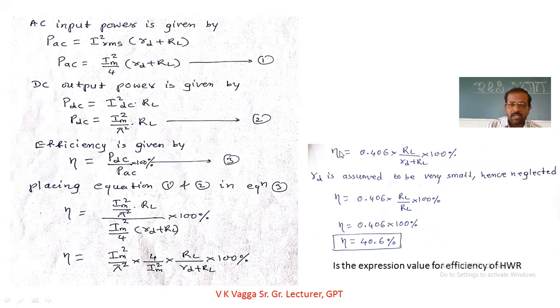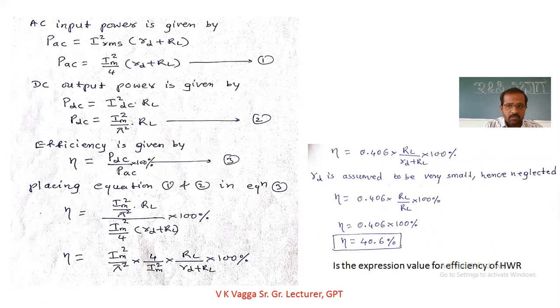If it has been simplified, you are going to get eta equal to 0.406 times RL divided by RD plus RL, into 100%. RD is assumed to be very small and is going to be neglected here. If RD is equal to 0, you get 0.406 times RL divided by RL, into 100%. RL is going to cancel, so you are going to get eta equal to 0.406 into 100. Eta is equal to 40.6%. This is the expression value for the efficiency of the half-wave rectifier.